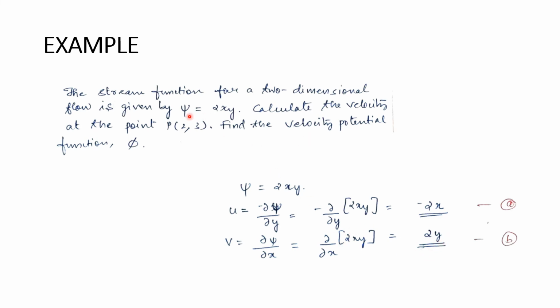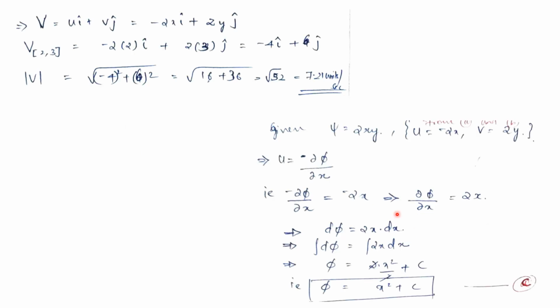Remember this, you have the psi value 2xy. You need to find the velocity at the point 2, 3, and also find the velocity potential function. Now the problem is just the opposite. Okay, so psi is equal to 2xy. Substitute the values of u and v. You get minus 2x and plus 2y. So the total velocity, capital V, is equal to Ui plus Vj. That means minus 2x i plus 2y j.